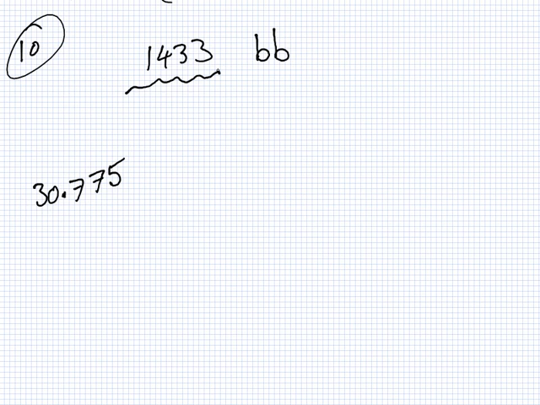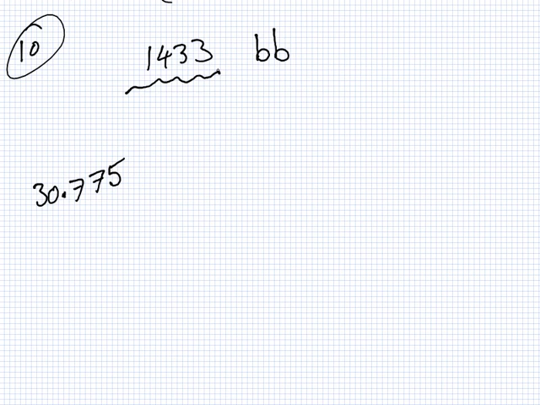Well, what's 1433 divided by 30.775? What's that number? 46. So you might think, well, that's great, that will last 46 years or whatever. But then the problem is, we don't use 30.775 every year. What will probably happen next year?